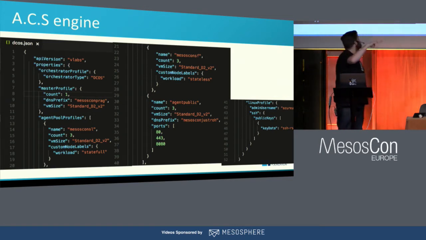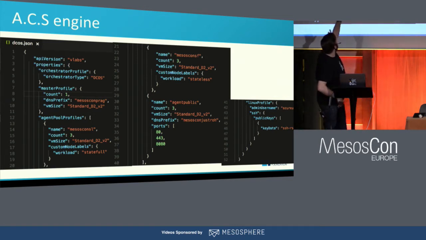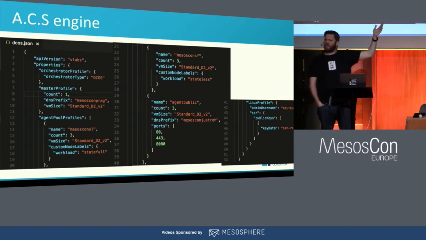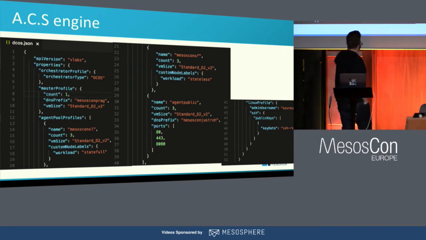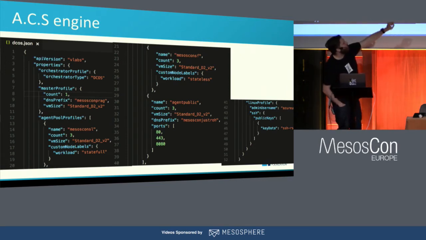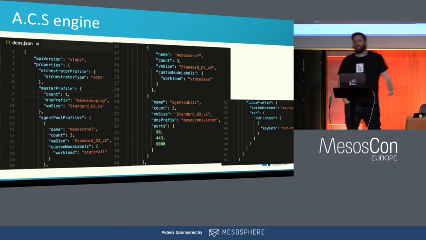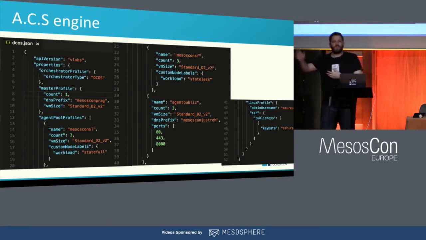So three times this VM, which is a Standard D2 v2. It's two CPUs on Azure, with two gigs of RAM. So I want three times that one. And for that one, I want you to also include the tag, the Mesos constraint for workload, with the value stateful. We're going to understand that later. Same thing for stateless. And I also have the public node somewhere here, three public nodes. So the cool thing is, you can change the parameters, pass that to ACS Engine, and then it's going to deploy that for you.